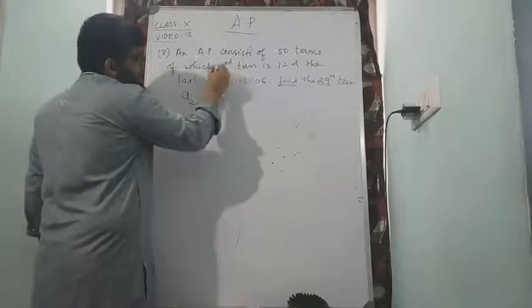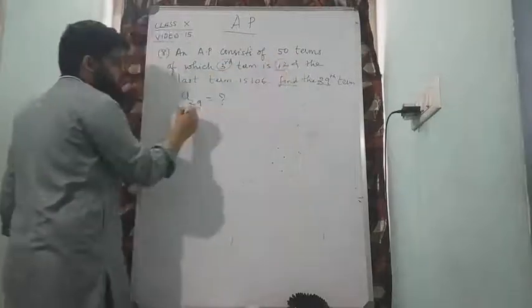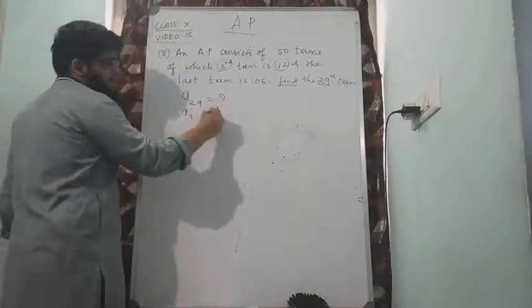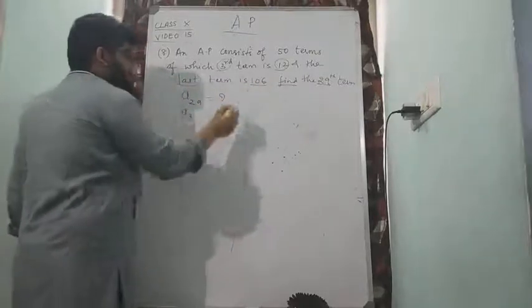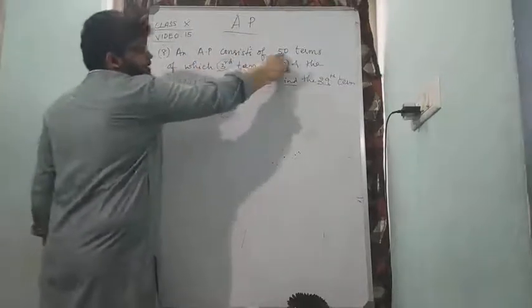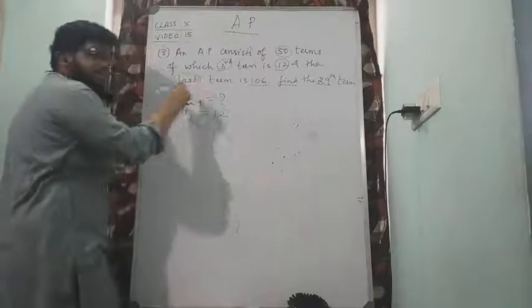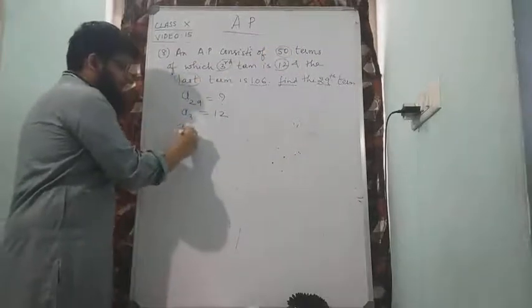Then what do we know? We know the third term is 12. The third term is A3, which is equal to 12. And the last term is 106. This AP has how many terms? 50 terms, right? The last term should be A50.